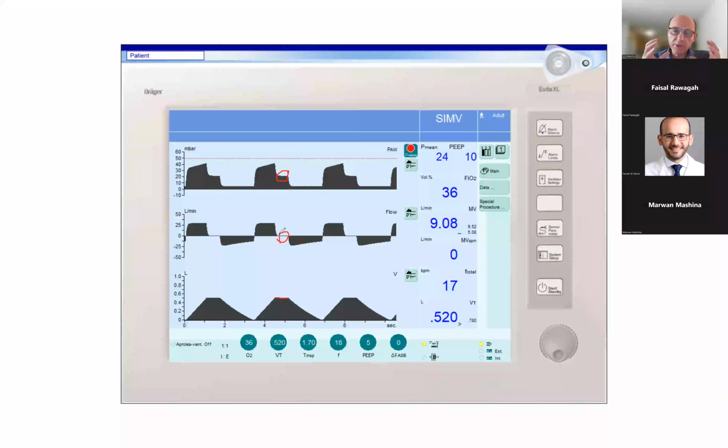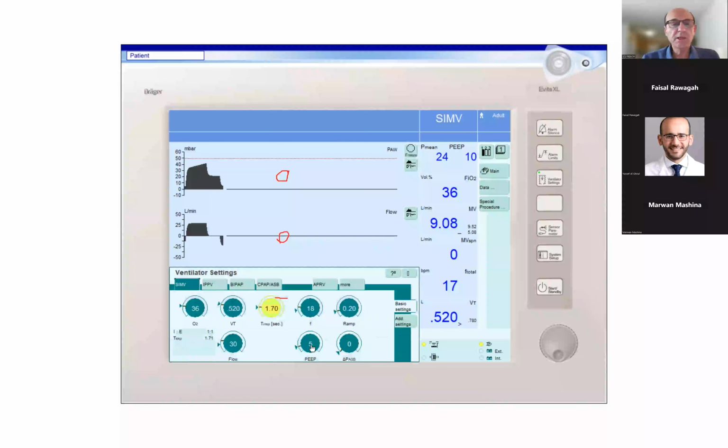But let me just organize our thinking process. First, we need to make changes on the ventilator that will not affect minute ventilation. So this patient is put on 520 and the rate of 18, and his minute ventilation is 9 liters. And with this minute ventilation, his PCO2 is 37. Yes, we can tolerate a bit higher than 37, but I want to make the changes first that will not impact the minute ventilation. And the first thing that you do, you are right, is just get rid of that inspiratory hold. So I'm going to go down all the way till I get rid of that inspiratory hold completely and see what happened.